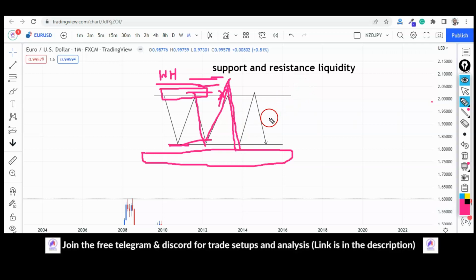So you need to understand this. Having an understanding of support and resistance is not a bad idea as a smart money trader.